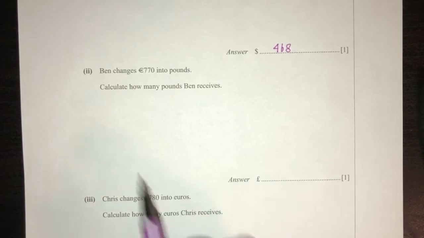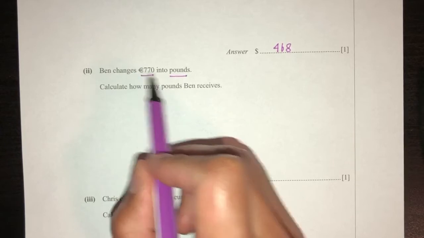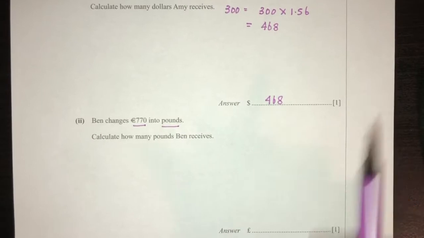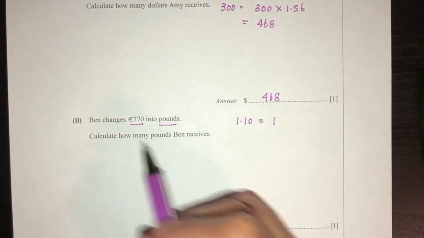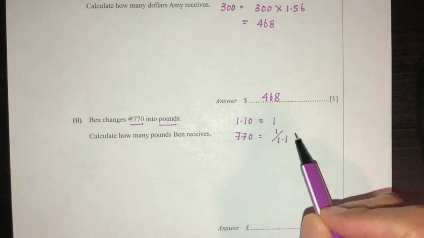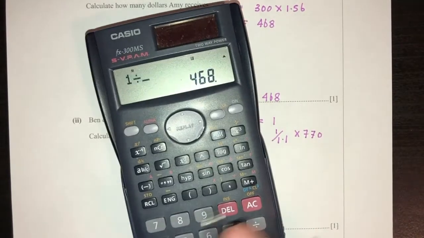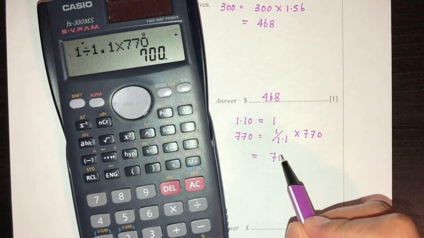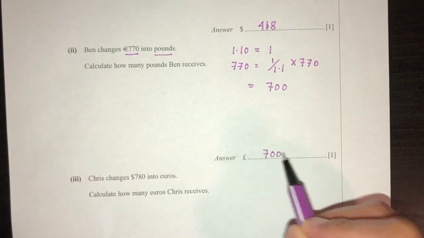Now for part 2, Ben changes 770 euros into pounds. So euros into pounds, we have to use this equation. We know that 1.1 euros is equal to 1 pound. So now we have to find 770, that is 1 divided by 1.1 times 770. So let's find the answer. 1 divided by 1.1 times 770 will be 700. So your answer for part 2 will be 700 pounds.